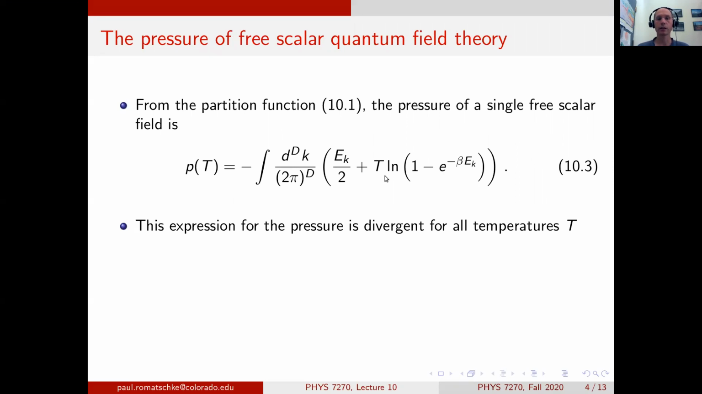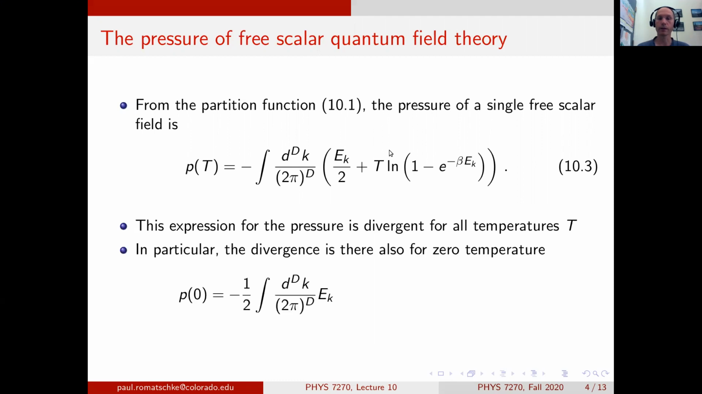In particular, the divergence is also there if we send T to 0, in which case the second term here just vanishes, and we get that the zero temperature pressure P(0) is just given by the integral in d dimensions of E_k. This is sort of explicit if we plug in the form of E_k, which shows that this integrand behaves proportional to k for large wave number k.